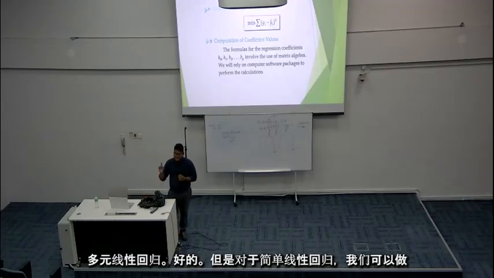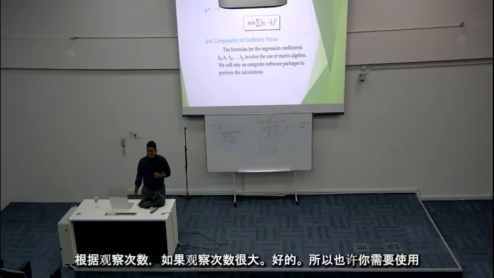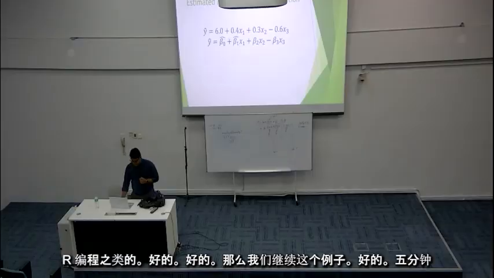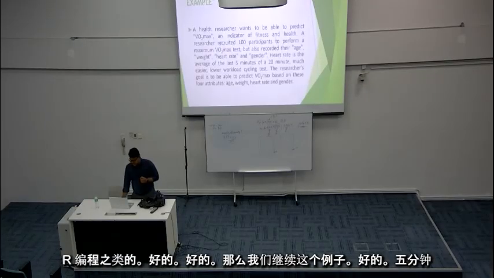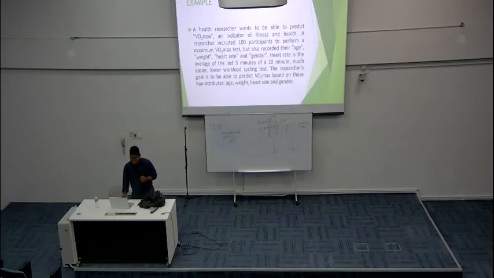But for simple linear regression, we can do the manual calculation, because it only involves a few variables, and also depends on the number of observations. If there are a large number of observations, maybe you need to use R programming also. So we proceed with the example after a 5 minute break.